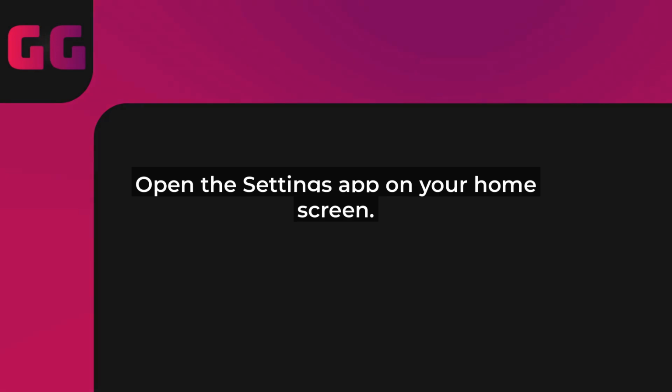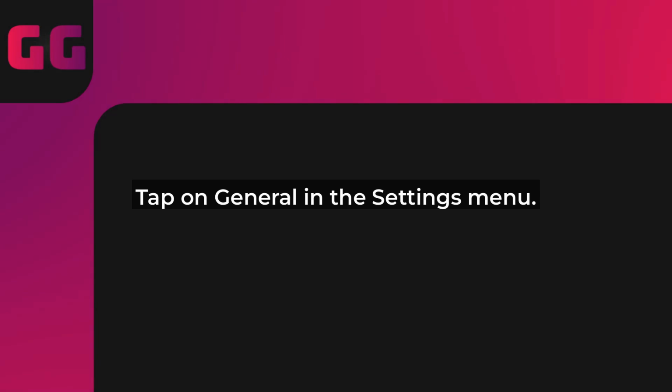Let's jump right in. First things first, make sure your iPhone is unlocked and ready to go. Open the Settings app. It's the one with the gray gear icon on your home screen. Once you're in Settings, scroll down until you see General and give it a tap. This section holds a bunch of important info about your device. Now, in the General menu, look for and tap on About.